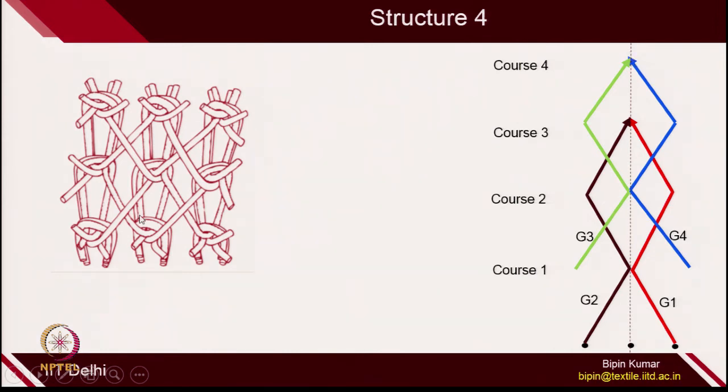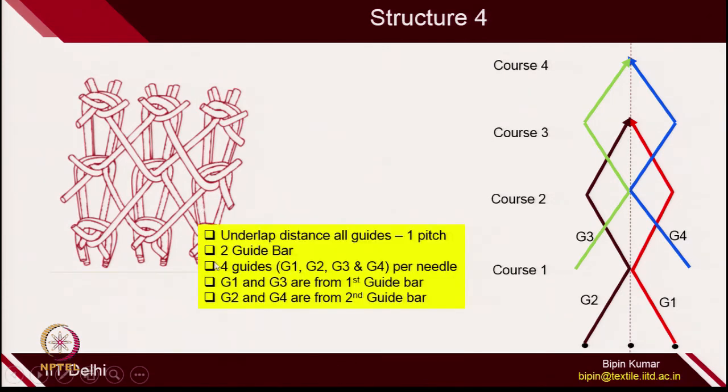If you want to describe some features of this particular structure, here the underlap distance of all guides is just one needle. You can carefully see, all guides are moving by just one pitch. It is a two guide bar structure. The direction of movement is different. For example, if this guide is moving from right to left, this one is moving from left to right. This is not possible if the guides are attached to the same guide bar.